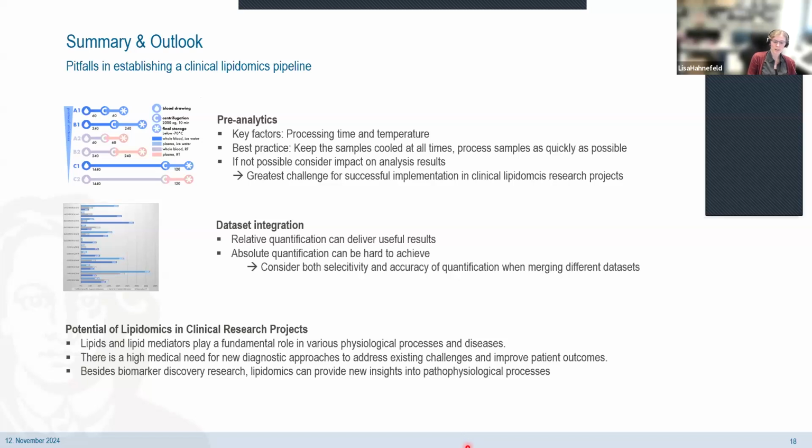Because in the end, I think lipidomics in clinical research projects can actually deliver really interesting insights. There's still a chance that we will find those really interesting biomarkers which can help in diagnostic approaches of underdiagnosed diseases, as well as provide some further insights, for example, into the pathophysiological process and maybe some new drug targets.